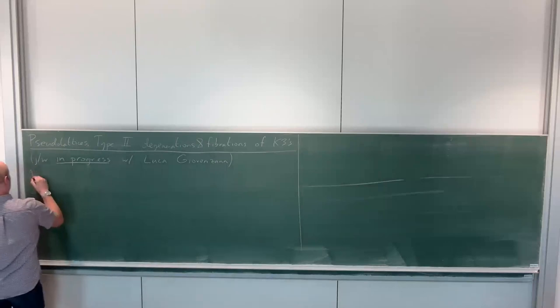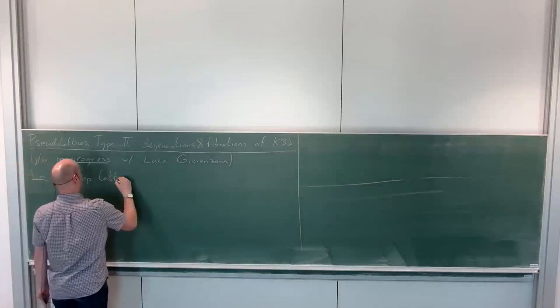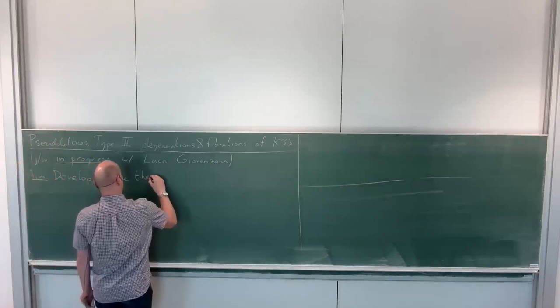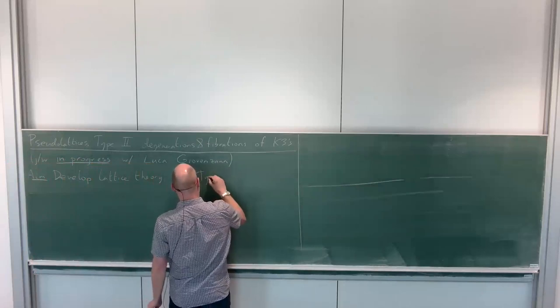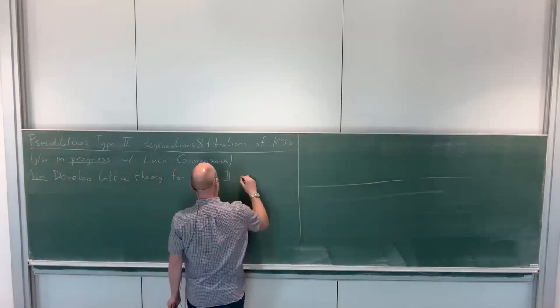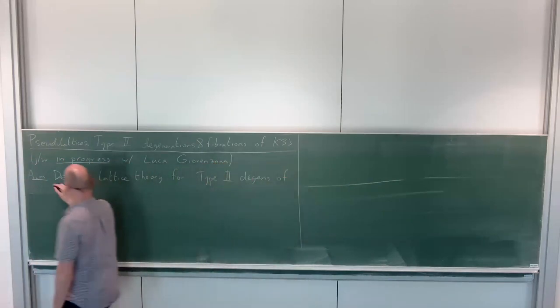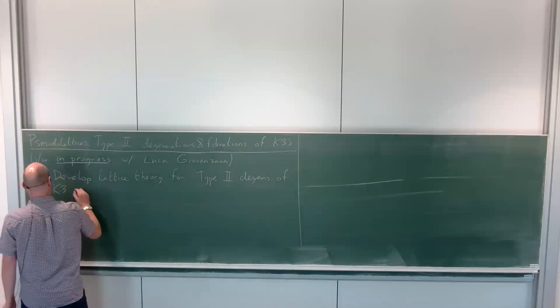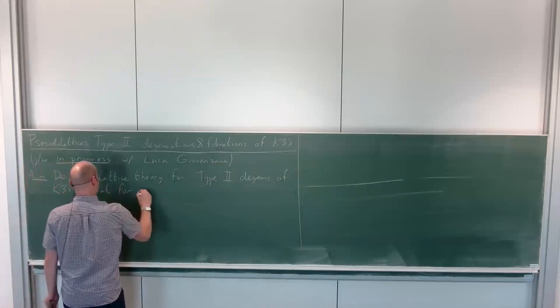Okay, so what's the sort of aim of this whole story? The aim is to develop a lattice theory for, let's say, type 2 degenerations, and I'll just tell you what all these things are, of K3s. That's, shall we say, natural for doing mirror symmetry.